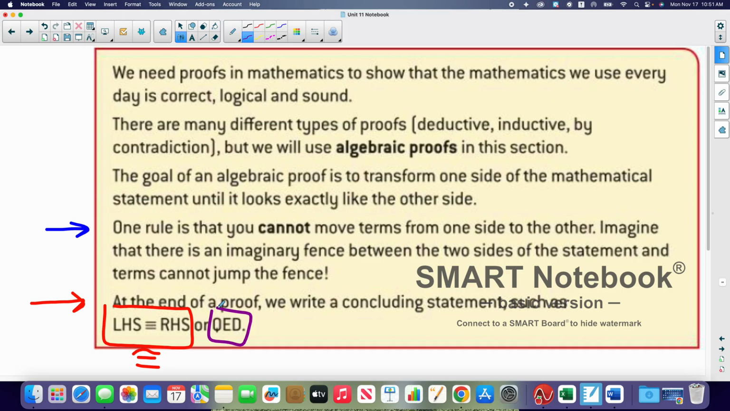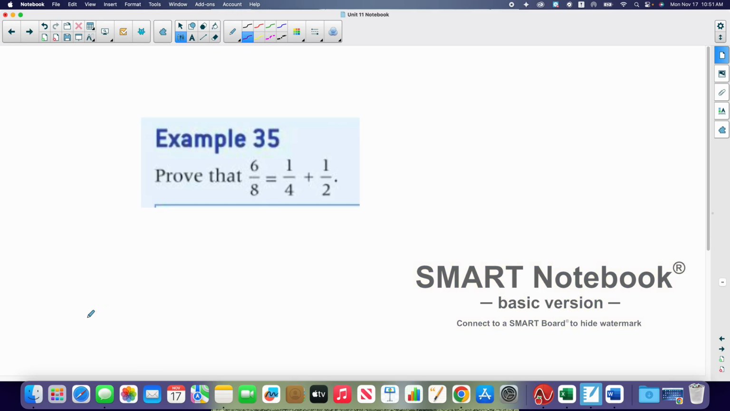And so you do not have to do both of these. You just have to make one of those statements at the end. Many people like the left-hand side is equal to the right-hand side just because that makes sense. So let's try an example of a couple of these. I'm going to do an easier one, then I'll do a little bit more complicated one.